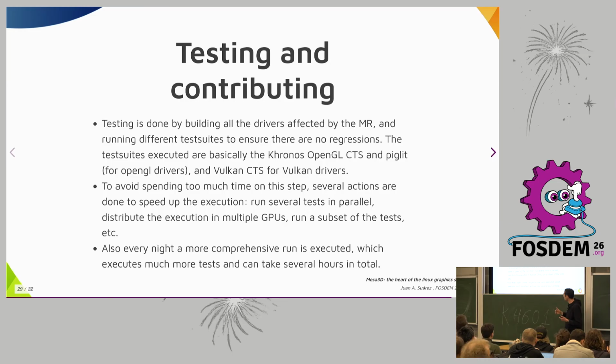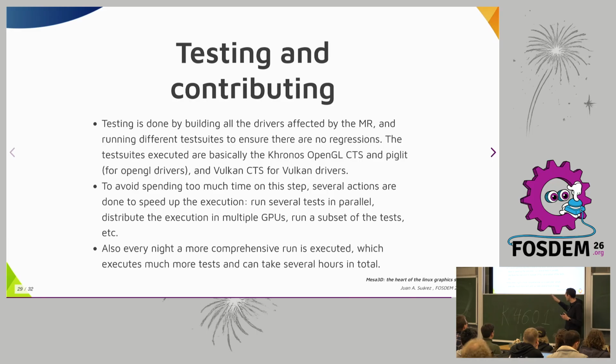Then we distribute the execution across multiple GPUs. For instance, for the Raspberry Pi, we have 8 or 9 or 10 Raspberry Pi 3s. So when you run a test that affects the Raspberry Pi 3, we distribute all the jobs across all these devices, so they are run in parallel. And then we also run a subset of tests. So more or less the idea is to have everything executed in 15 minutes, and then we merge.